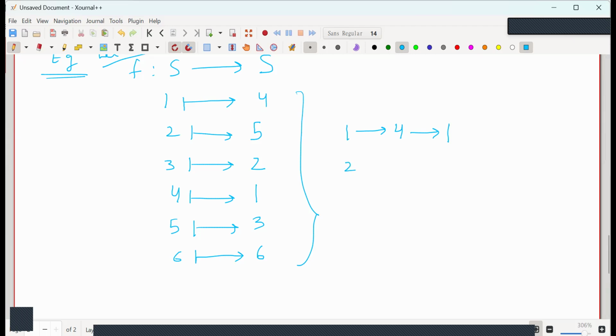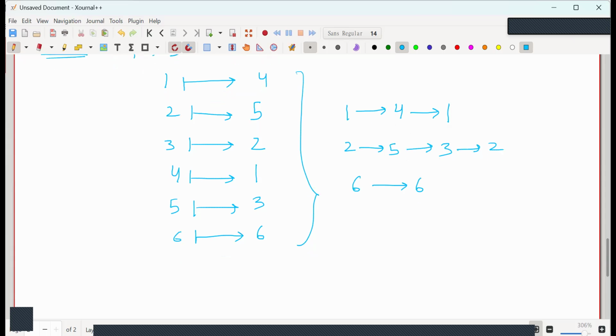So 2 is mapping to 5, right? Now 5 is again mapped to 3, and then 3 comes back to 2, right? So again you are starting from 2 and coming to 2, and 6 is already fixed to itself. You could have started with 5 also. So 5 maps to 3, 3 maps to 2, and 2 maps to 5. So again from 5 to 5, you have got a cycle.